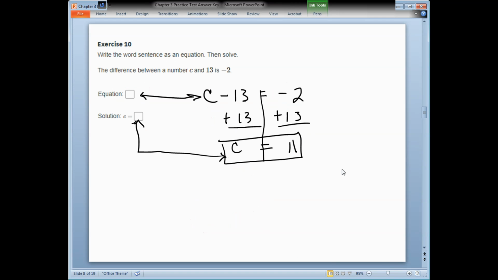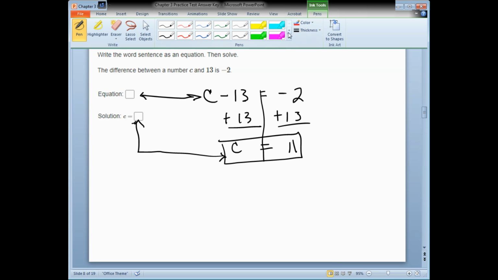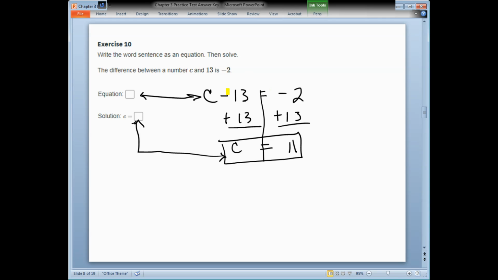Next. Number 10, write the word sentence. So the difference. Difference means I better see some subtraction around here. So difference is the answer to a subtraction problem. So what am I finding the difference of? A number C and 13. That's what. So then I write that down. C minus 13. The word is means equals, and then I have -2. Can you solve that? Yes. So I just need to add 13 to both sides, and it gives me the answer.